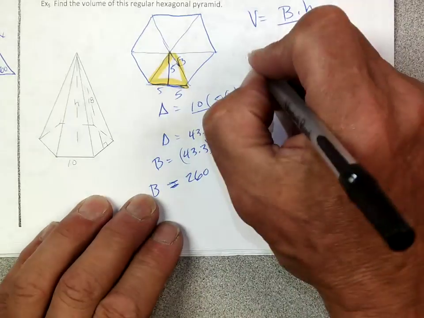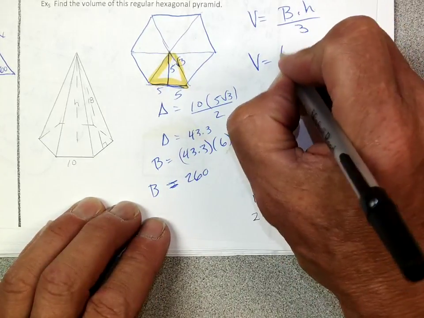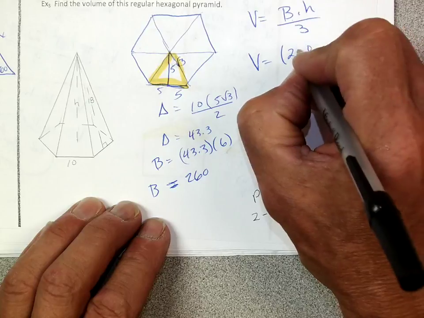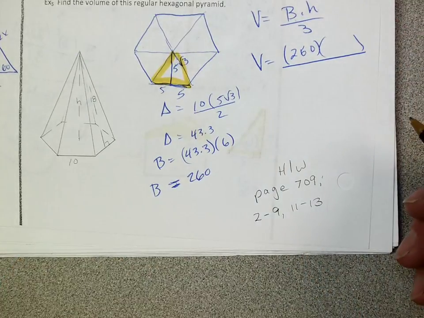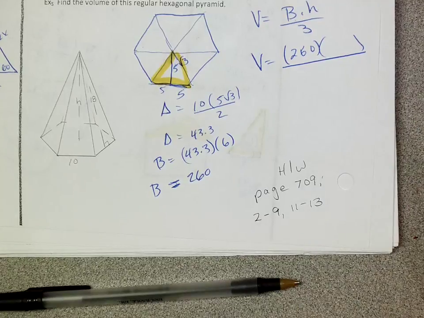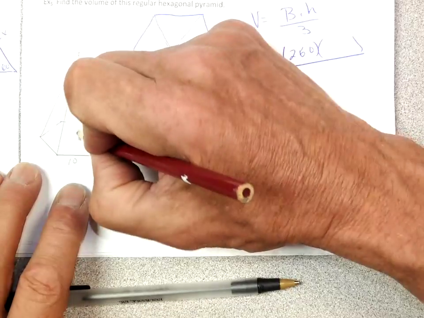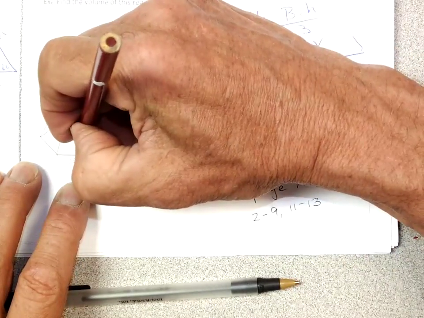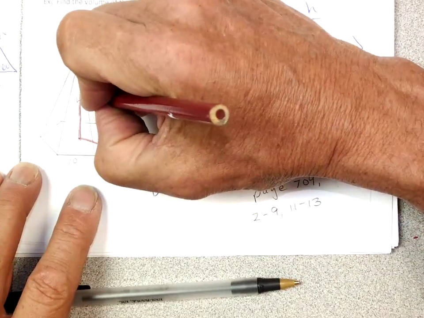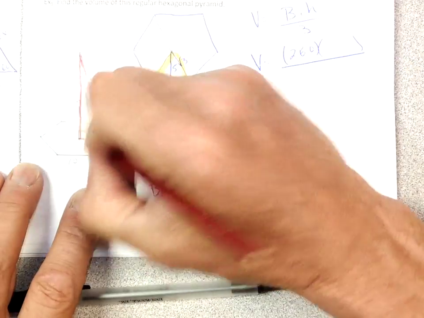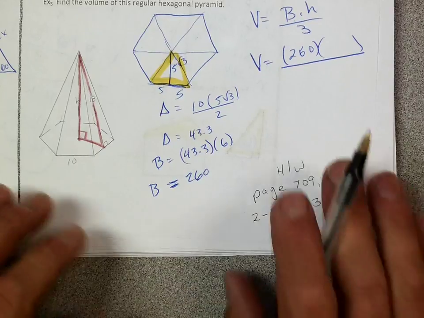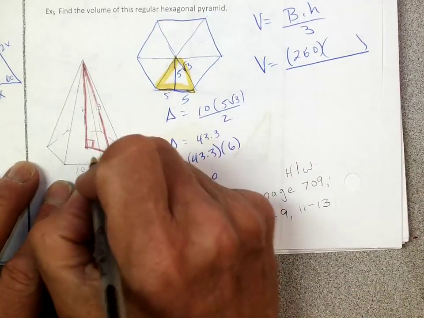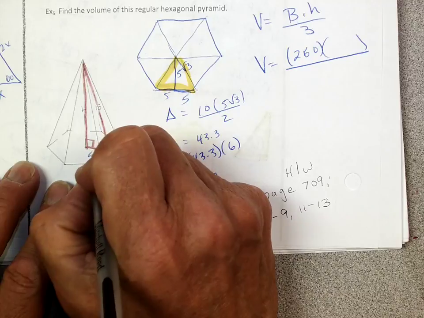So we can go volume is equal to base. So I can put my 260 here, right? But I don't know the height. Doggone it. I don't know the height. But you know what? We've been doing this one. So let's look at it again. Let's check out our Pythagoras Theorem. You guys see my little Pythagoras Theorem here? There's my right triangle. It's within my pyramid.